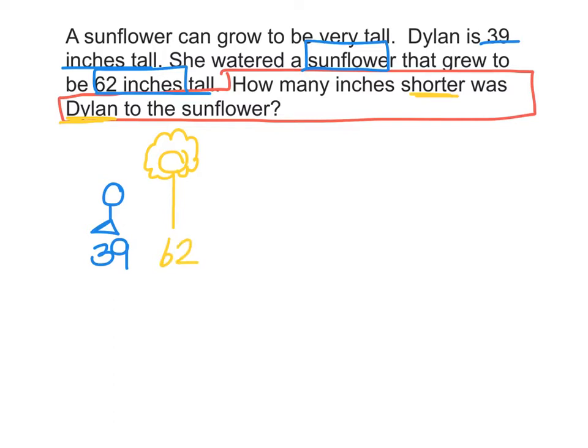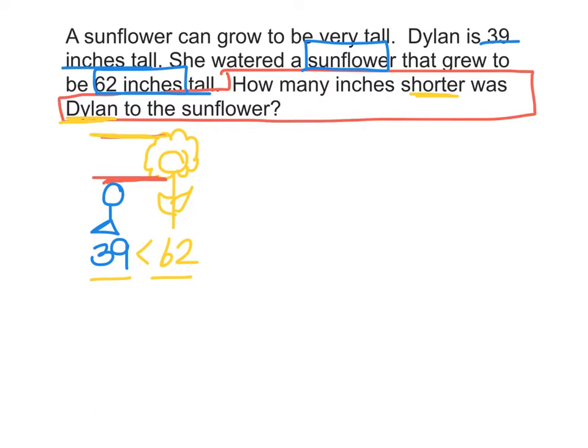So in other words, the sunflower is taller than Dylan. And you can see because the numbers are written right here. And 62 is definitely greater than 39. Or we can read it as 39 is less than 62. So the question is, how many inches shorter was Dylan to the sunflower? So what we're trying to find out is basically this. So Dylan is the height that's shown here. The sunflower is taller than Dylan.